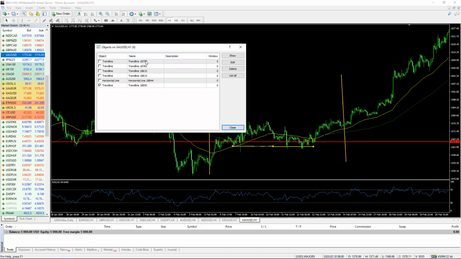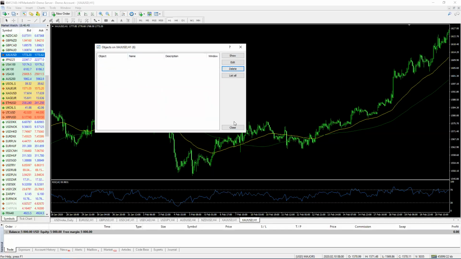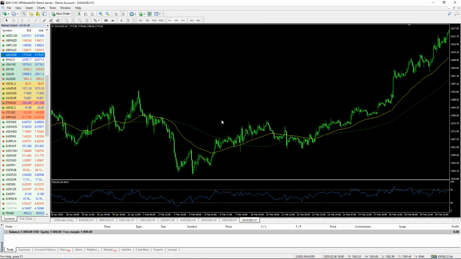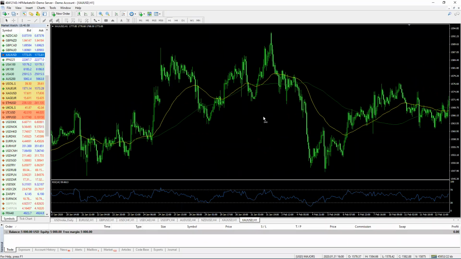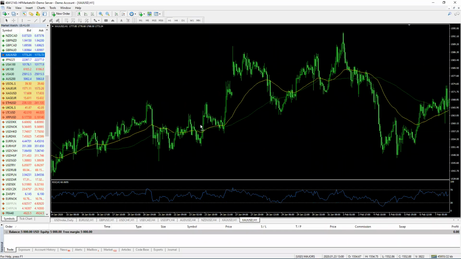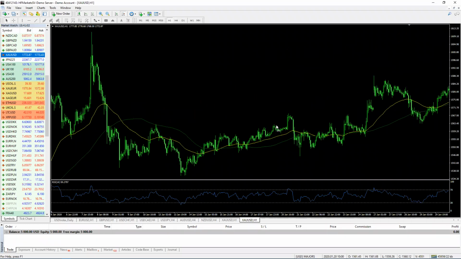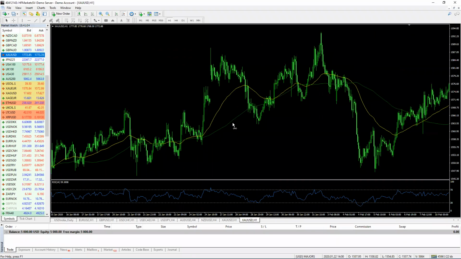Just make sure whatever you're using, you've tested it for at least a month before you put it into a live account. That way you'll be able to determine, you'll be very comfortable with the trading and you'll know the ups and downs of whatever you're using. Okay, so I hope that makes sense.